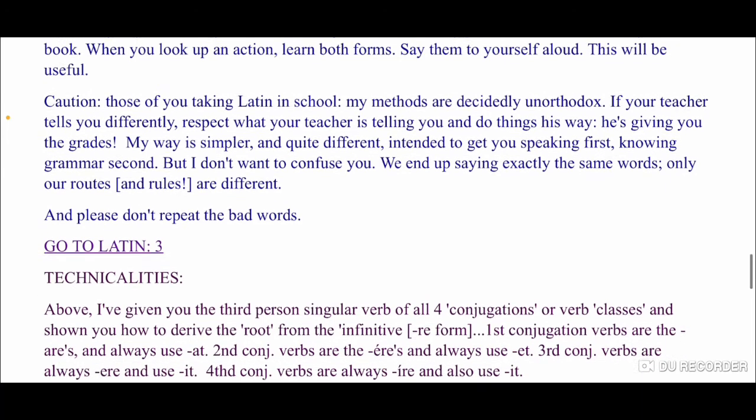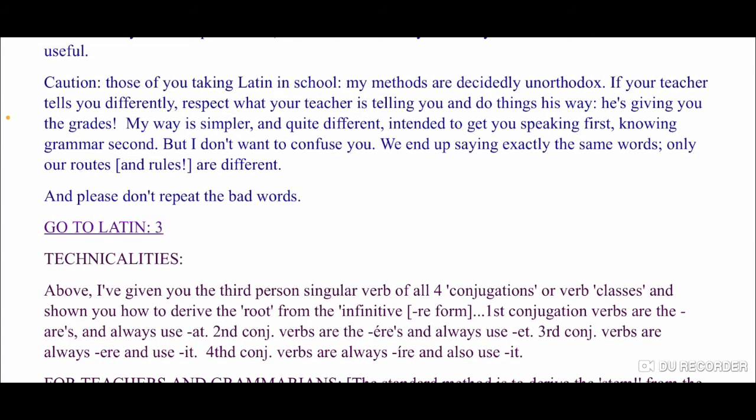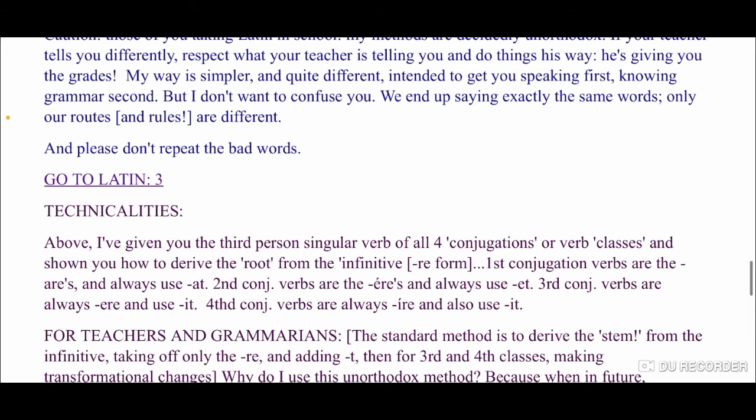This will be useful. Caution: those of you taking Latin in school, my methods are decidedly unorthodox. If your teacher tells you differently, respect what your teacher is telling you and do things his way or her way. He's giving you the grades. My way is simpler and quite different and tends to get you speaking first, knowing grammar second, but I don't want to confuse you.